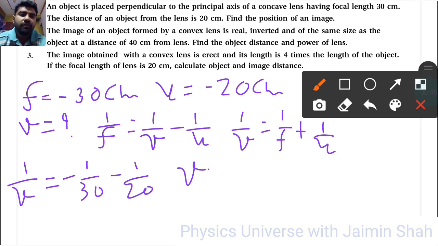So v is equal to minus, taking the common denominator, 600 upon 50, that is simply 12. So v is equal to minus 12 centimeter. That is the position of the image, v equal to minus 12.